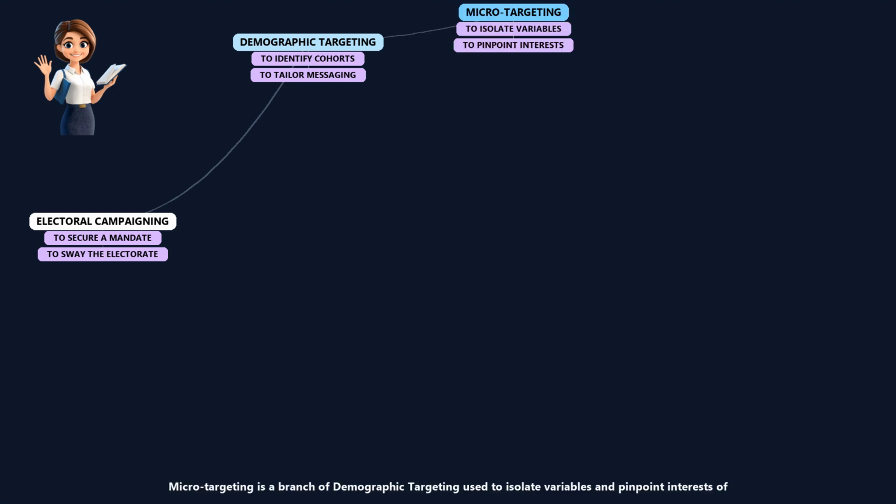Micro-targeting. Micro-targeting is a branch of demographic targeting used to isolate variables and pinpoint interests of individual citizens. This means using computer data to send a unique message to every single house.